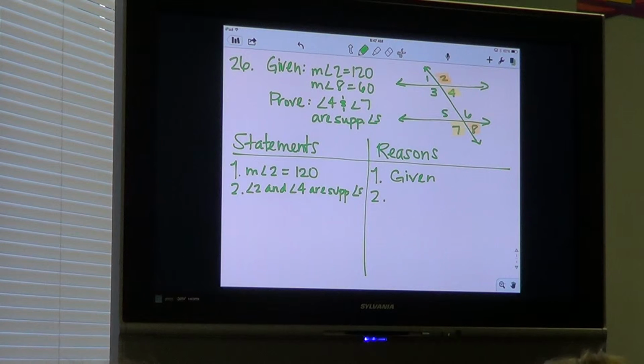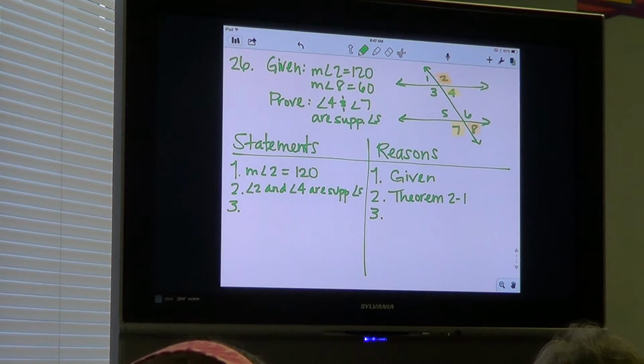Theorem 2-1. Theorem 2-1, which says that if 2 adjacent angles' exterior sides form a line, then they are supplementary angles. Okay, good. So you said ultimately you want to see what the measure of angle 4 is. So how am I going to get there? What would I do next?